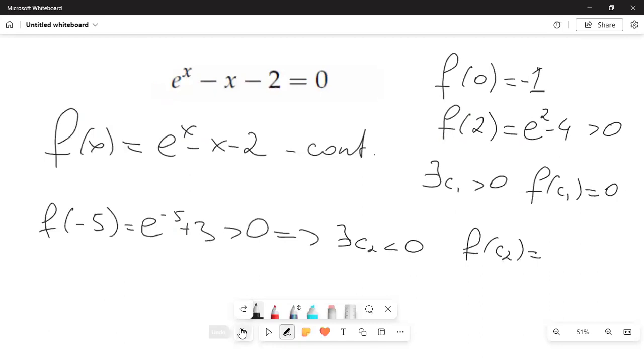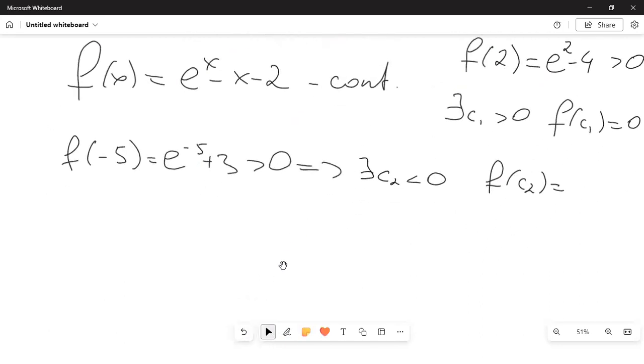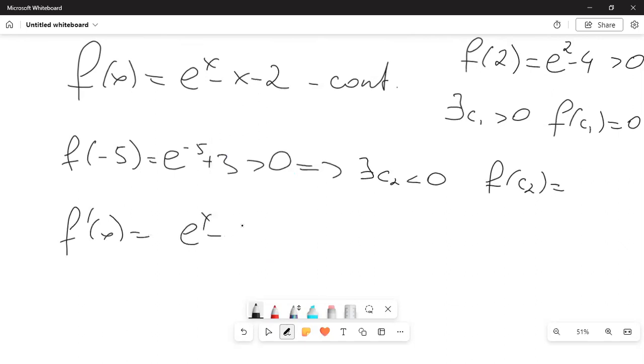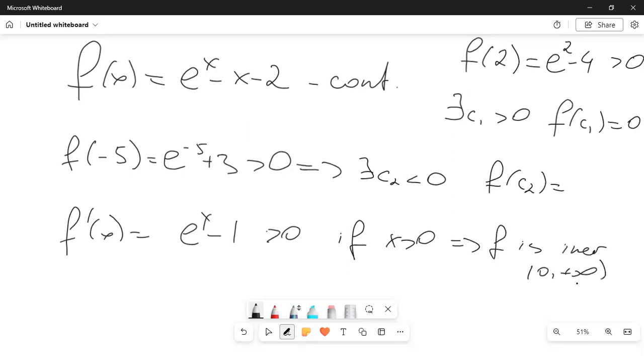Okay. To do that, let's calculate the derivative of our function. f prime x is exponential x minus 1. And let's discuss for positive x's. If x is greater than 0, do you agree that exponential x minus 1 is positive? Yes. This means f is increasing from 0 to plus infinity. Hence, it might have only one solution from 0 to plus infinity. We have already proven at least one positive solution, and now it says at most one, so it is a unique solution for positive x's.